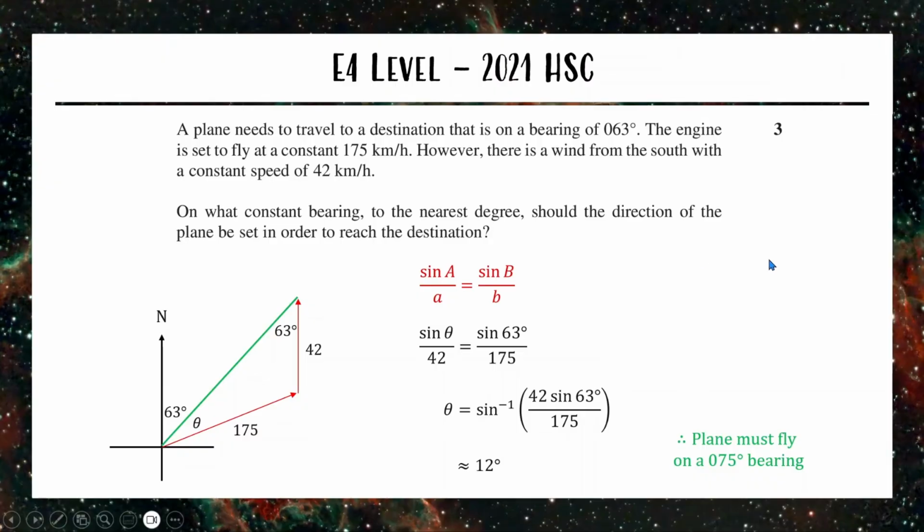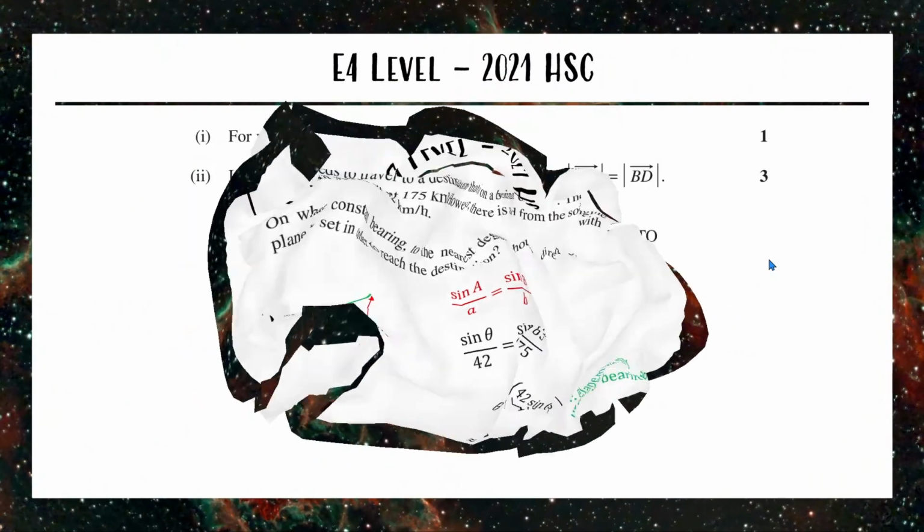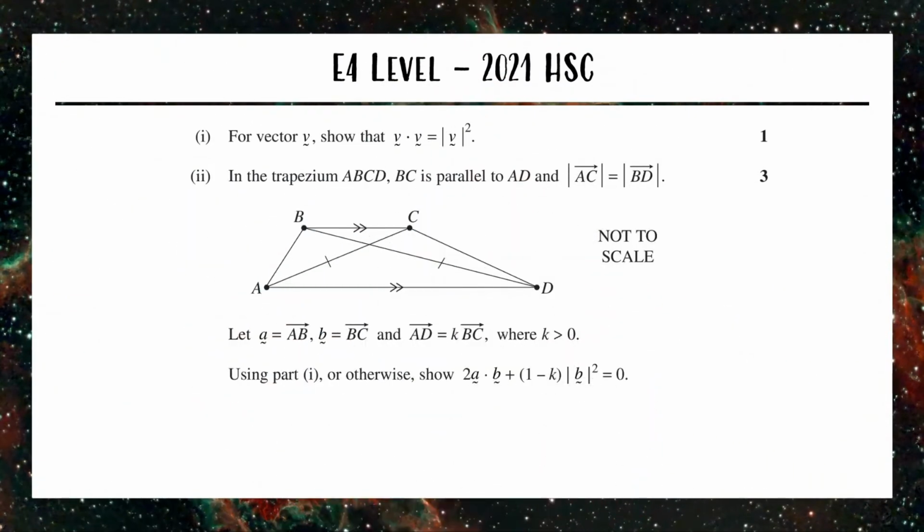We can move on to the last E4 level question, which is a horrific bit of geometry from 2021, I believe. I might have to double check that year because there's a lot of 2021s. But anyway, part I is asking us to show that useful result we used about 10 minutes ago, which is that a dot product of a vector with itself is equal to the vector's magnitude squared. Then that's going to be instrumental in proving part 2, which is a really challenging application of geometry and vectors that we'll get to in just a minute.